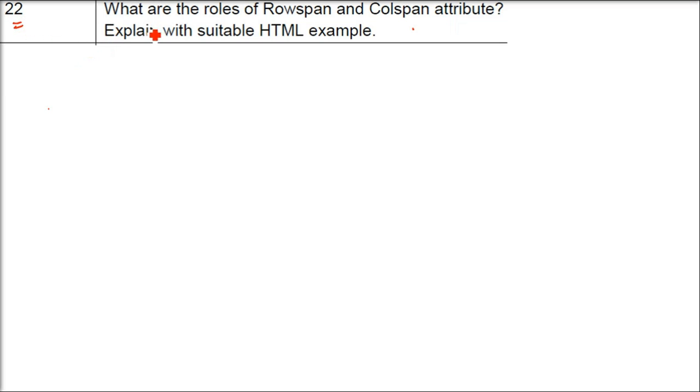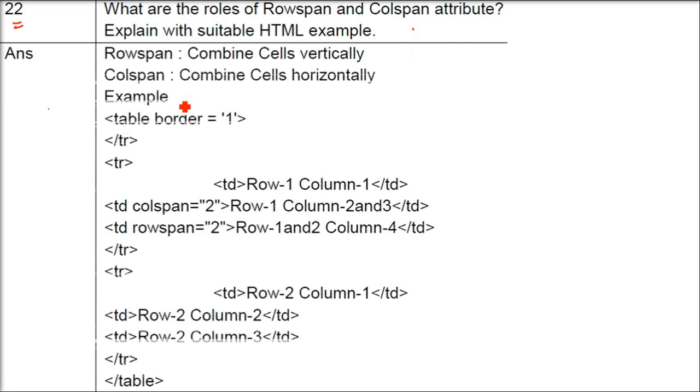What are the roles of rowspan and colspan attributes? Explain with a suitable HTML example. So here is the example which is given by the CBSE. Rowspan: so we have a table here.